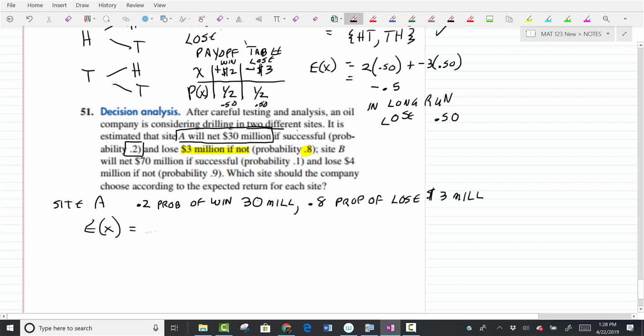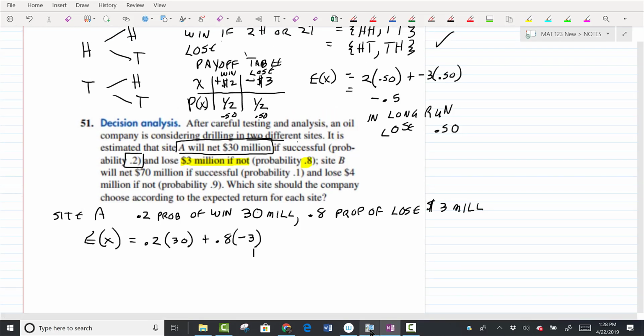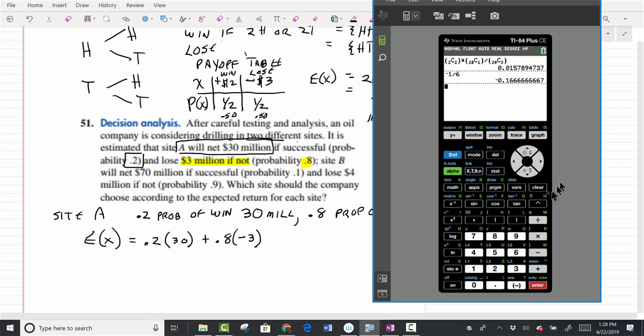So you just basically look at the win and the lose. The win would be a 0.2 probability, and that would be positive $30 million you bring in. Then it would be a 0.8 probability, but then you would lose negative 3 million, like that. And then you could put that in your calculator, and that would tell you the expected value. So I just do 0.2 times 30, and then plus 0.8 times negative 3, so that will end up giving me about 3.6.